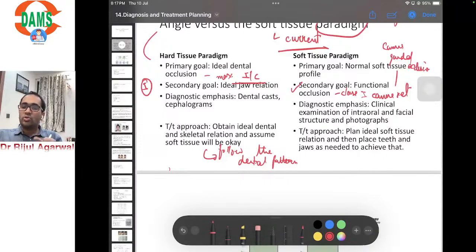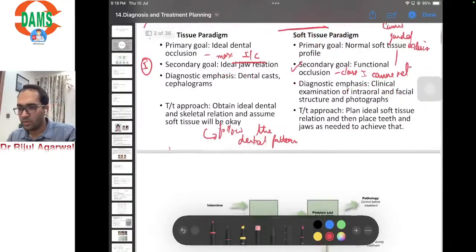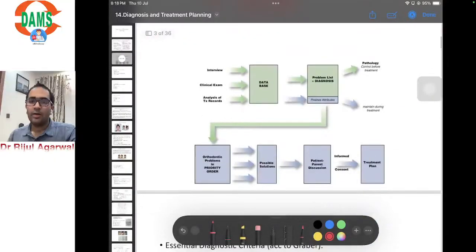So the aim is to achieve ideal soft tissue relationship and place the teeth in accordance with it. I hope it's clear until now. What is the difference between hard tissue and soft tissue paradigm? If it's clear, then only will you understand the need for correct diagnostic aids and their significance. Next comes the diagnostic flowchart. This diagnostic flowchart is picked up from your textbook of Proffit, 6th edition.